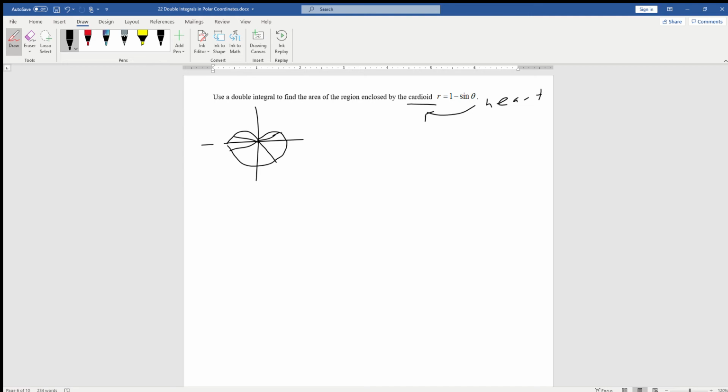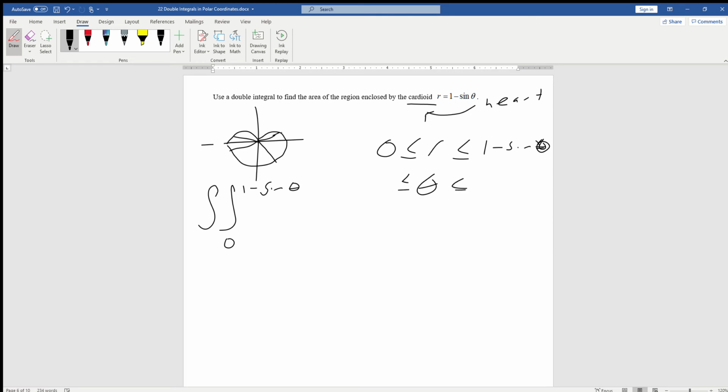The other thing that we have to be concerned about is what theta would be. So here's how we're going to evaluate this. We're going to say that this is the double integral from 0 to 1 minus sine theta. If you'll notice, the smallest the radius r could possibly be is the distance from the origin up to that dimple. So that's 0 to 1 minus sine theta, unlike the other problems where they were all circles, meaning that r was a constant.